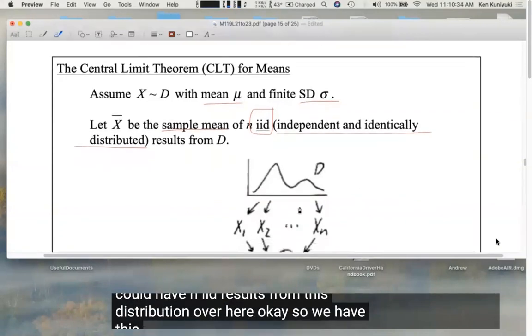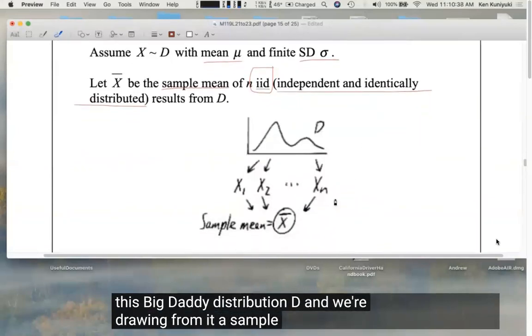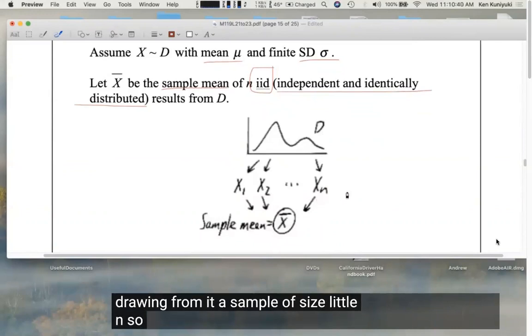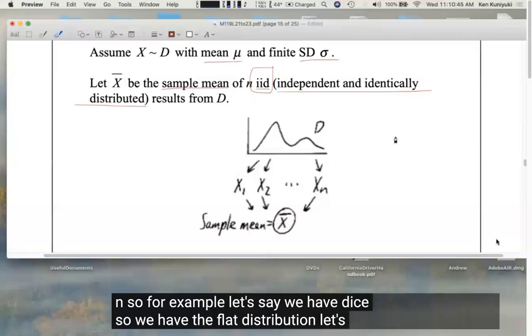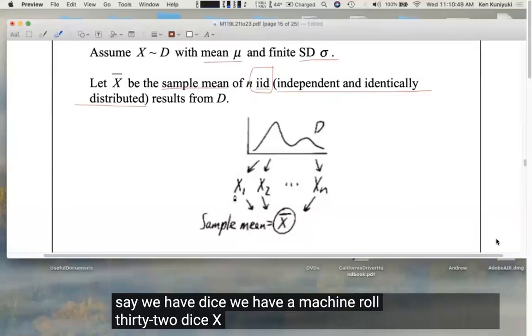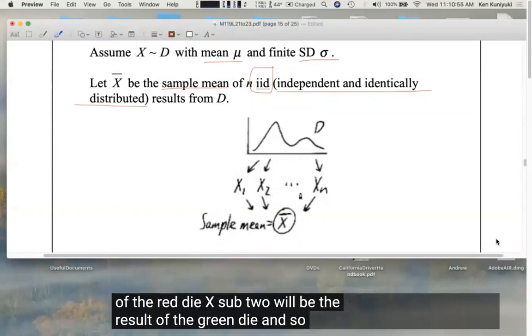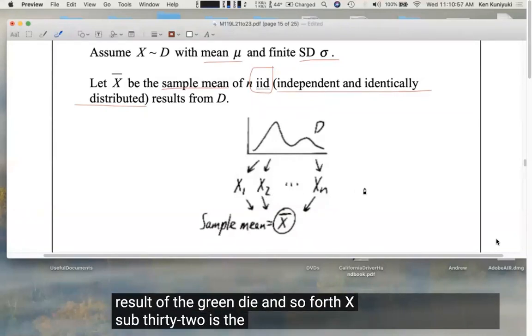Okay, so we have this Big Daddy distribution D, and we're drawing from it a sample of size little n. For example, let's say we have dice, so we have the flat distribution. We have a machine roll 32 dice. X sub 1 is the result of the red die. X sub 2 will be the result of the green die, and so forth. X sub 32 is the result of the orange die, whatever.